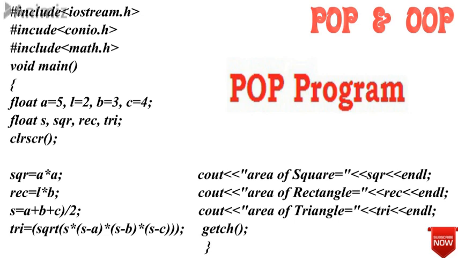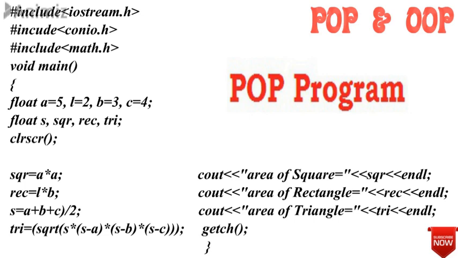In this program, we initialize some variables like A, B, C, and L with some values, and we also declare some variables like S, SQR, REC, and TRI to hold the area of the square, rectangle, and triangle. Later, we apply the logic: to calculate the area of a square, A into A; to calculate the area of a rectangle, L into B; and to calculate the area of a triangle, the triangle formula. Then we display the result using cout: area of square equal to sqr, area of rectangle equal to rec, and area of triangle equal to tri.